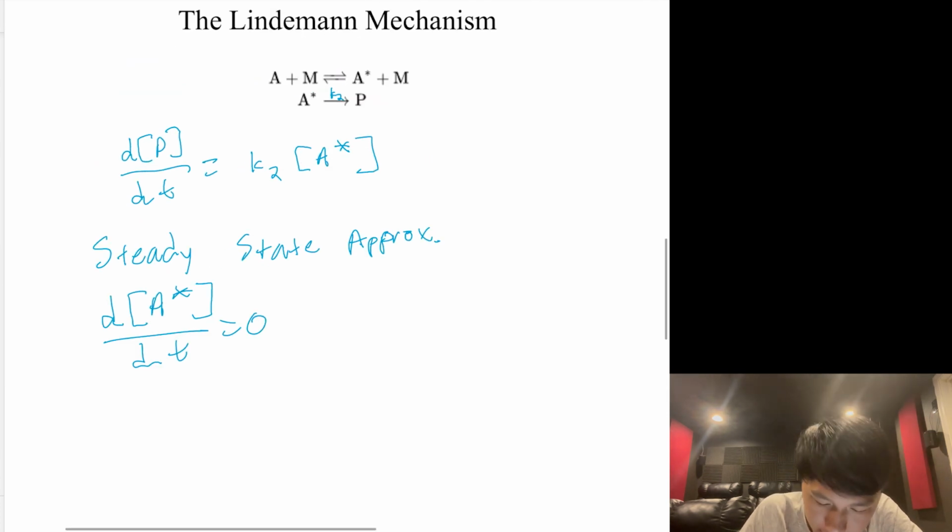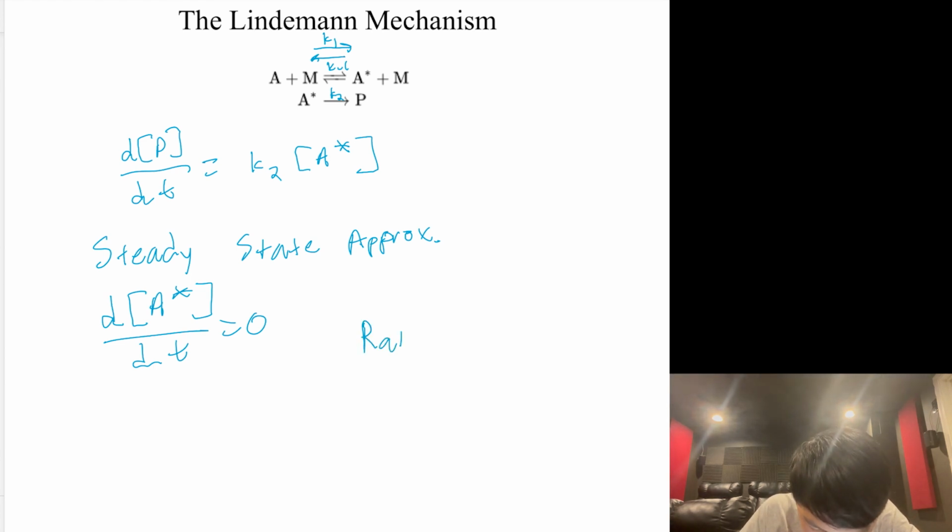So the rate of production of A star, let's call the forward reaction k1, the reverse reaction k minus 1. The rate of production of A star is going to be equal to k1 times the concentration of A times the concentration of M, right? That's just the forward reaction here.